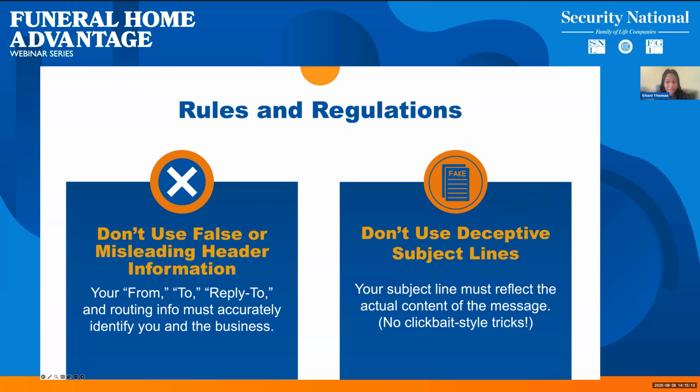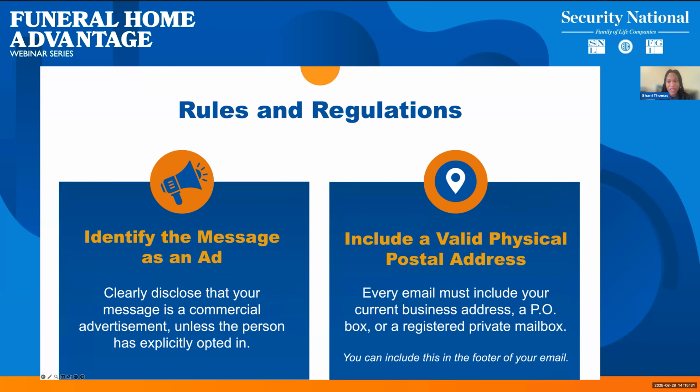Use accurate sender info. Your name, reply address, and sender info all need to clearly show who's sending the message. The second thing, be clear in your subject lines. If it's about a service, event, or update, don't try to trick people into opening it. Honesty builds trust. Third, if it's a marketing message, label it. You need to let people know it's a promotional message unless they've already given you permission. The fourth thing is make sure to include your physical address in every email, whether that's your funeral home address or a registered PO box.